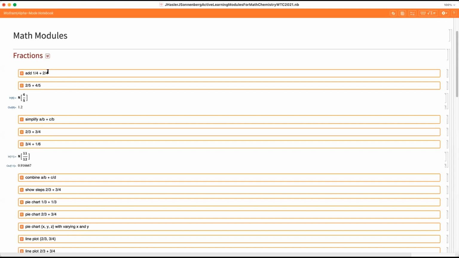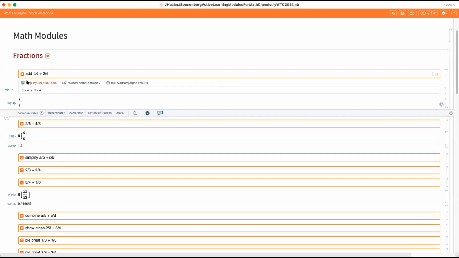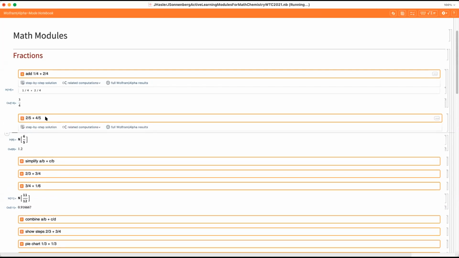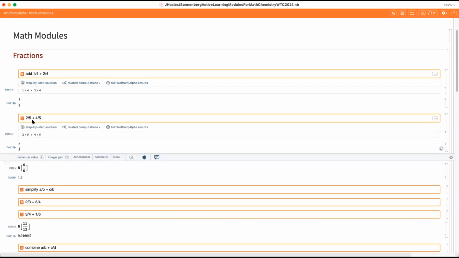So we'll start by taking a look at adding 1/4 plus 2/4. In Notebook Edition, you can just press enter, and then that will compute the answer for you. So we find that the answer is 3/4 here. I wanted to point out, we'll also be talking about how you can get the step-by-step solution and then various other computations. We can also have a different way of writing this. We don't have to say add, we can just say 2/5 plus 4/5 and then press enter here. We find the answer is 6/5.